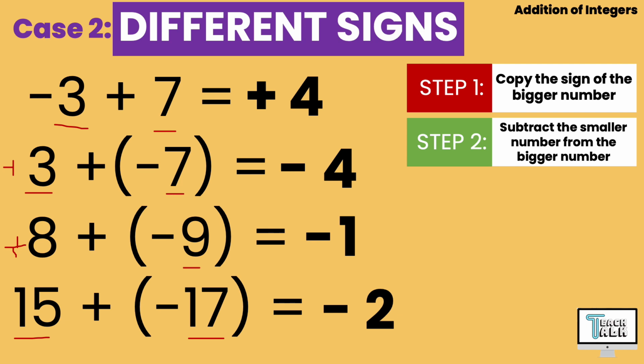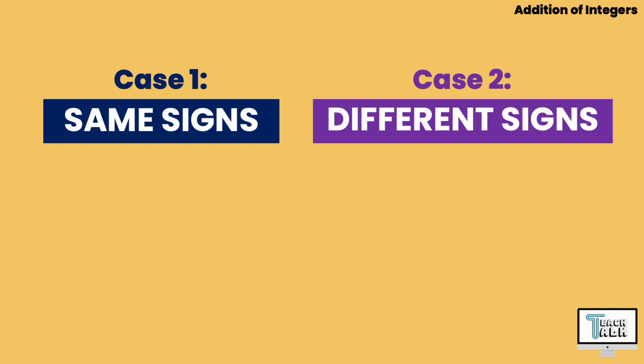Ganun lang po ang ating pag-add ng integers when we have different signs. Ano ang step 1? Copy the sign of the bigger number. Step 2, subtract the smaller number from the bigger. Review tayo guys ng ating na-discuss for this video. We have two cases when we add integers.